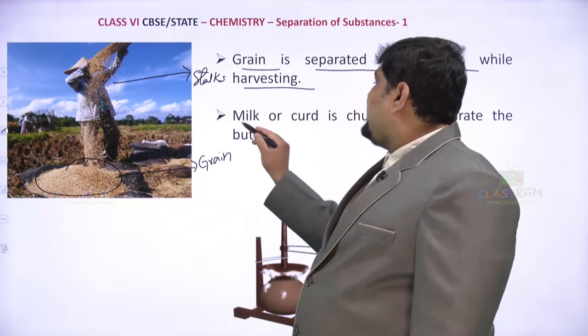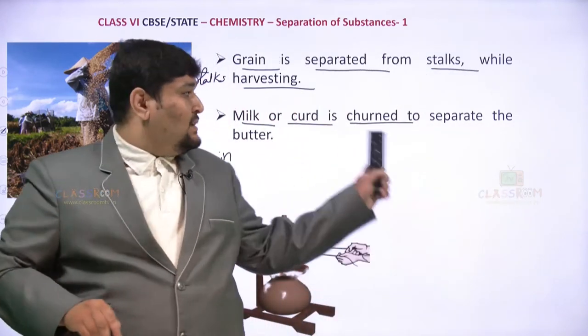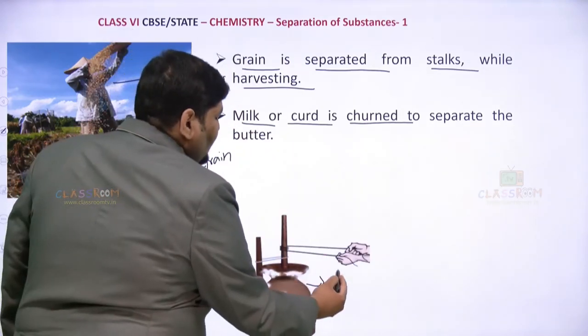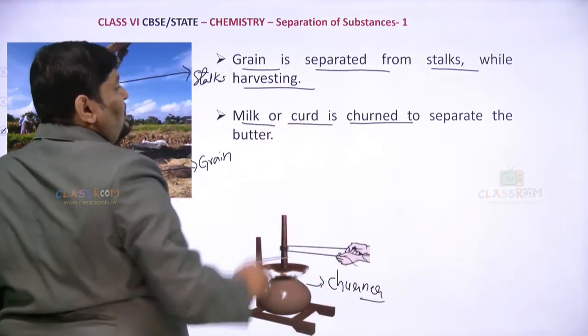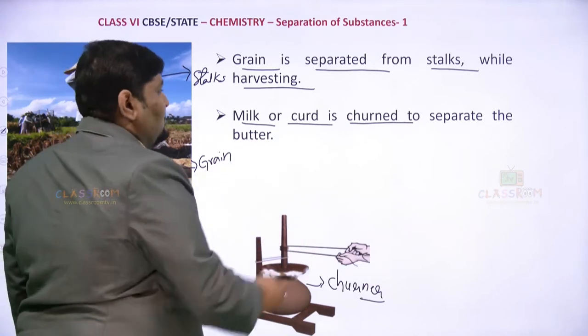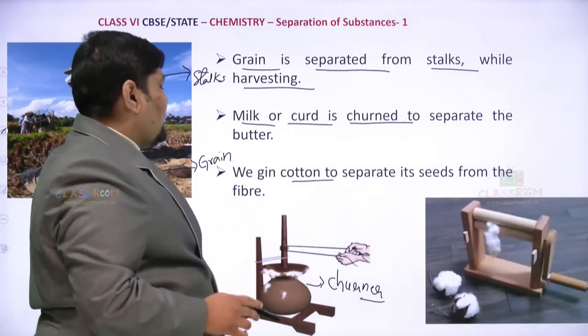And then, as you know very well, milk or curd is churned to separate and get butter. You can find here, this is the churner. Using this churner, basically you can find how milk or curd is churned to separate and get butter. Then in the same way, we gin cotton to separate its seeds from fiber.